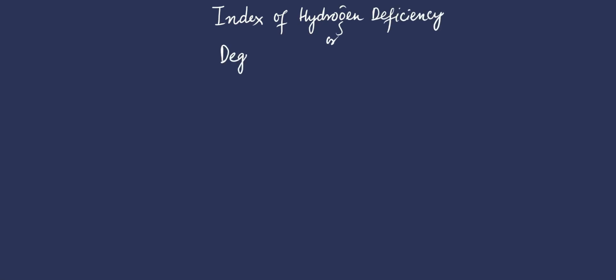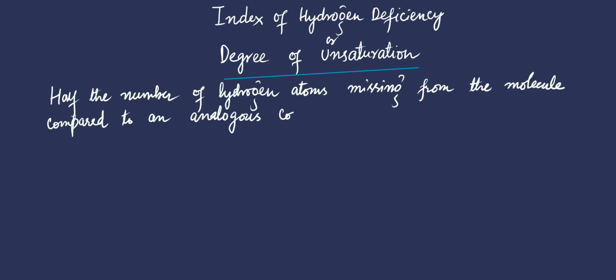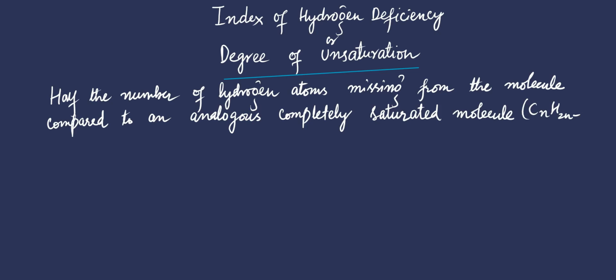In this lecture, we will discuss Index of Hydrogen Deficiency, which is also known as Degree of Unsaturation. It is defined as half the number of hydrogens missing from the molecule, compared to an analogous completely saturated molecule, whose general formula is CnH2n+2.